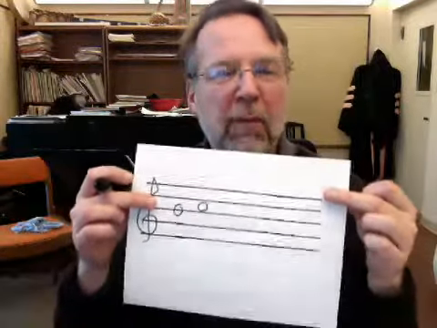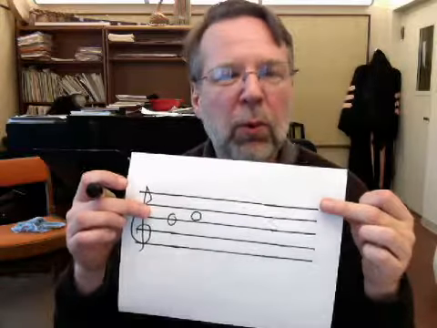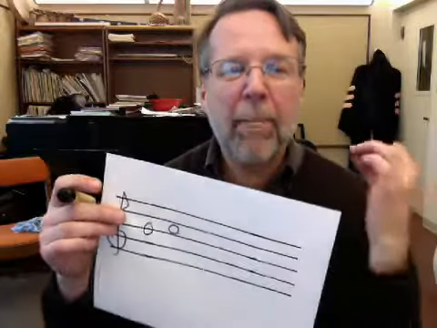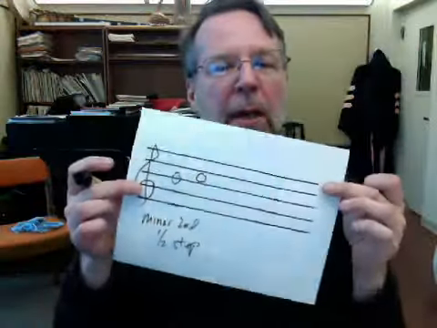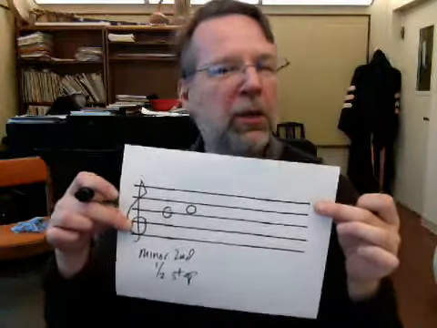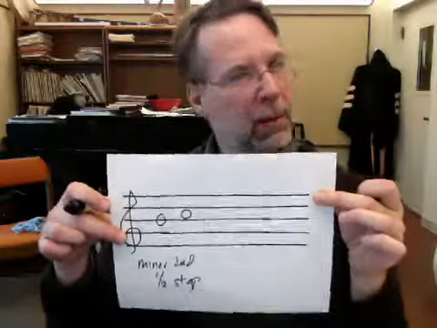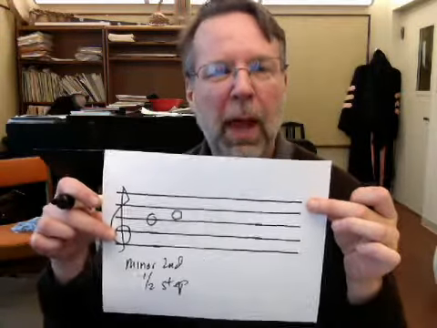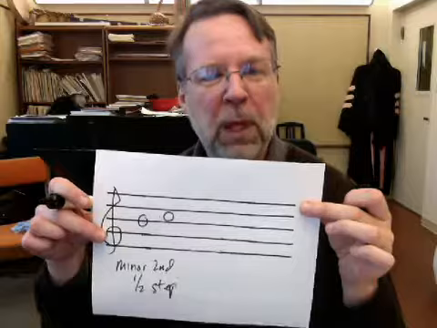Now, here we have the quality, and we're only dealing with seconds with the quality. A minor second is a half step. So minor second, half step. Now, is B to C a minor second? Well, we look. Is it a half step? Yes, it is, because remember, there's no black key between B and C on the keyboard.